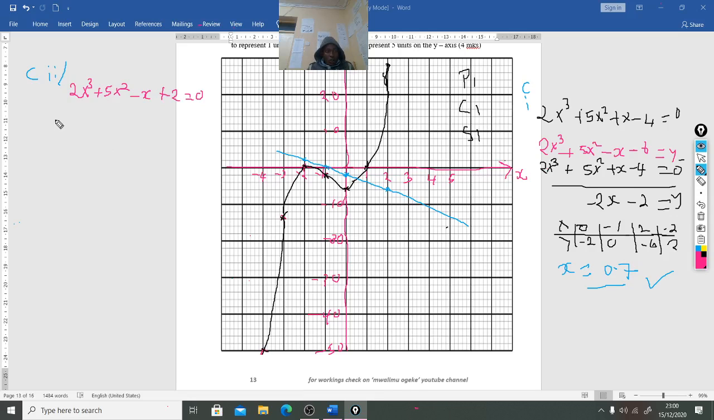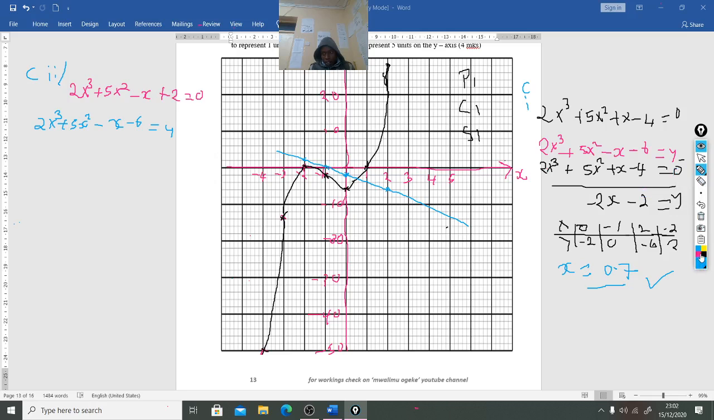So we are dealing with the original equation that we have, and our original equation is 2x cubed plus 5x squared minus x minus 6 equals y. Then we write this equation so that we see whether we subtract or add.